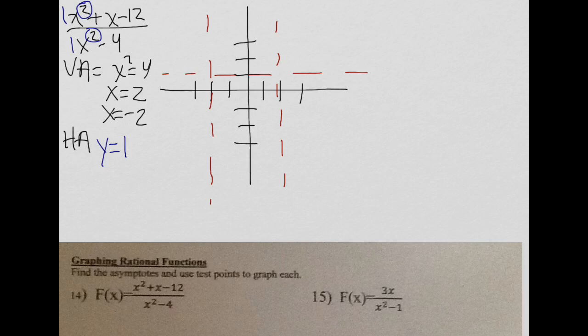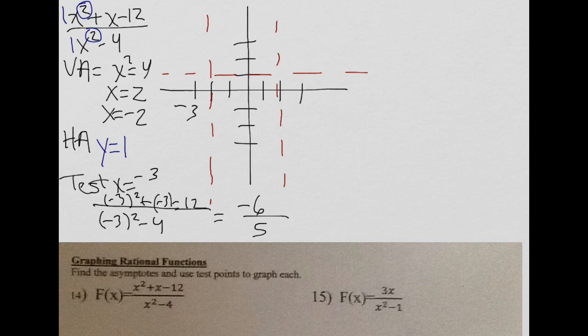I am going to test the number to the left of that red dotted line, which is going to be negative 3. So I'm going to test x equals negative 3. What does that mean? That means I plug it into the equation. So negative 3 squared minus 4, over negative 3 squared plus negative 3 minus 12. When I work it out, I get a negative number, negative 6/5. So that means, if I sketch it in, it's going to be on the bottom.